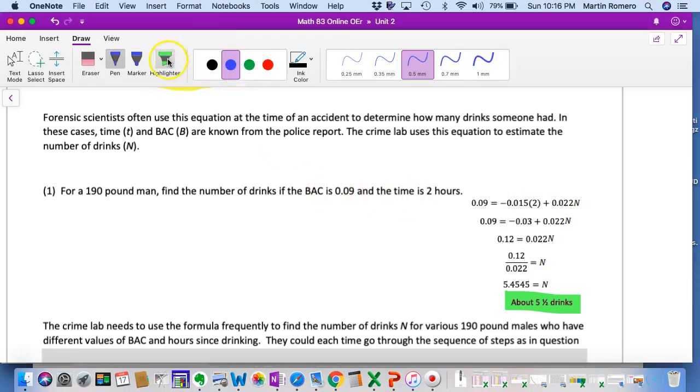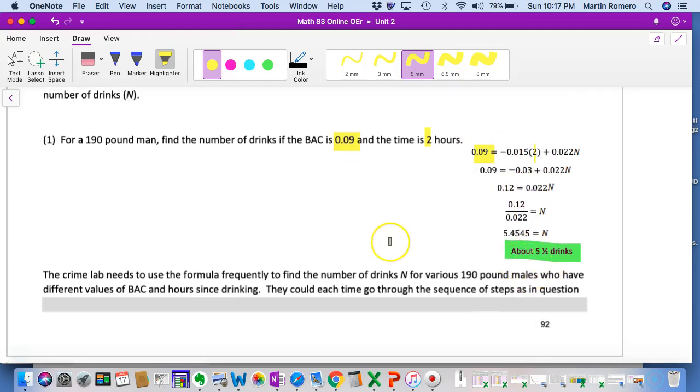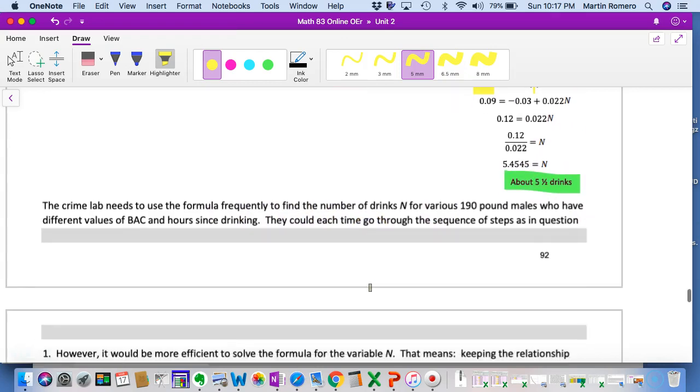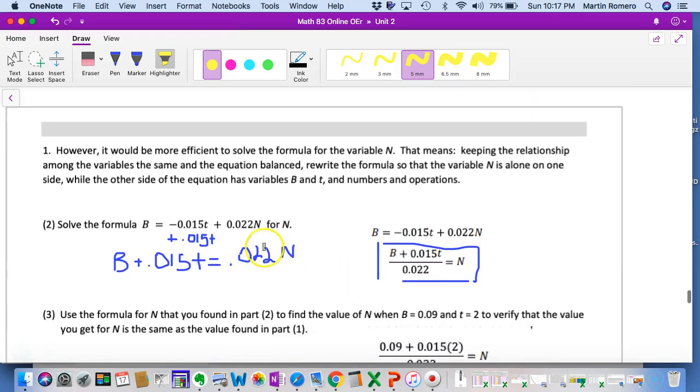Looking at this example for a 190-pound man, you can see this would be the equation where you have your values, 2 hours, and you're substituting in those numbers. The 0.09 and 2 go into the formula, and then you can solve, and notice you get 5.5 drinks. So you're solving for the number of drinks. Now, if you had to do this over and over again, you would want a new formula. So what we would do is take your original formula and solve for n, because we're looking for the number of drinks.